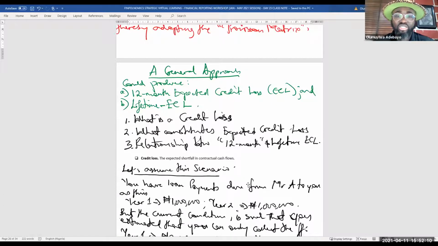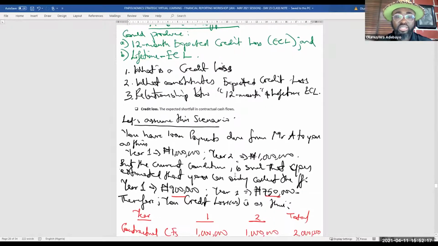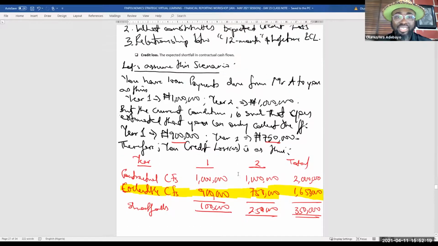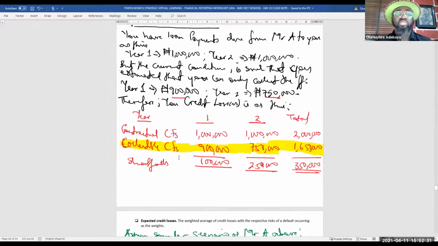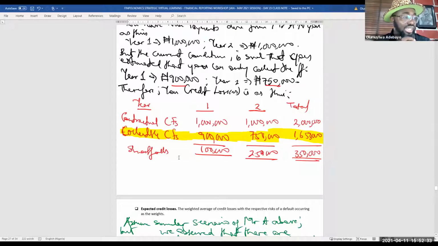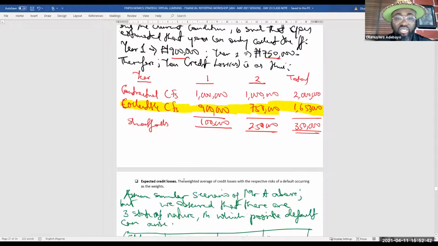We also established the relationship between 12-month and lifetime expected credit loss. And we looked at scenarios that expose us to what credit loss is, even though our conclusion is that credit loss is the expected shortfall in our contractual cash flows, being the difference between the contractual cash flow and the amount that is certain to be collectible from that financial asset. Any shortfall arising from it is what we call credit loss.